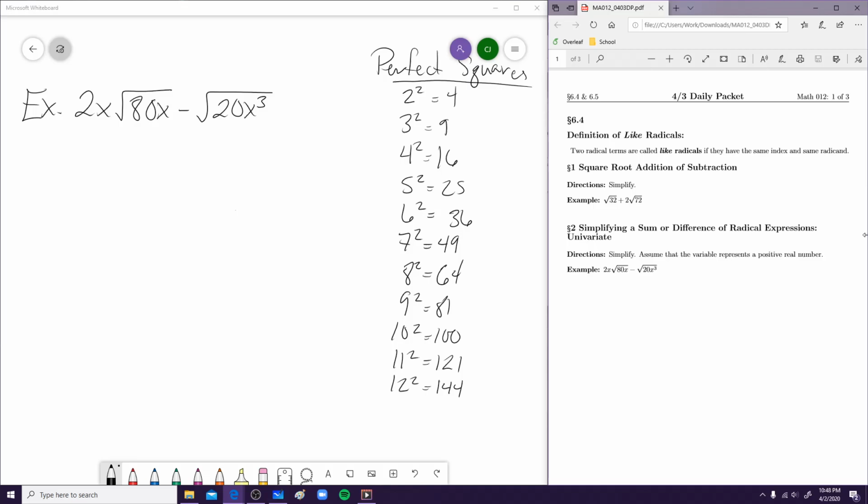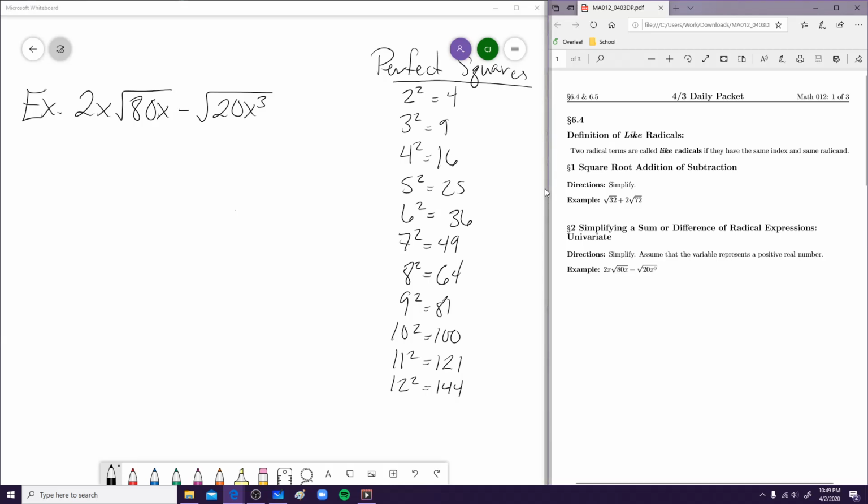Now on to section 2, which is really similar to section 1, except now that we are dealing with variables. So for example, we want to simplify, and we're going to assume that the variable represents a positive real number, and our example is 2x times the square root of 80x minus the square root of 20x cubed. I know in this example we have to somehow combine these. So our goal is to make them like radicals.